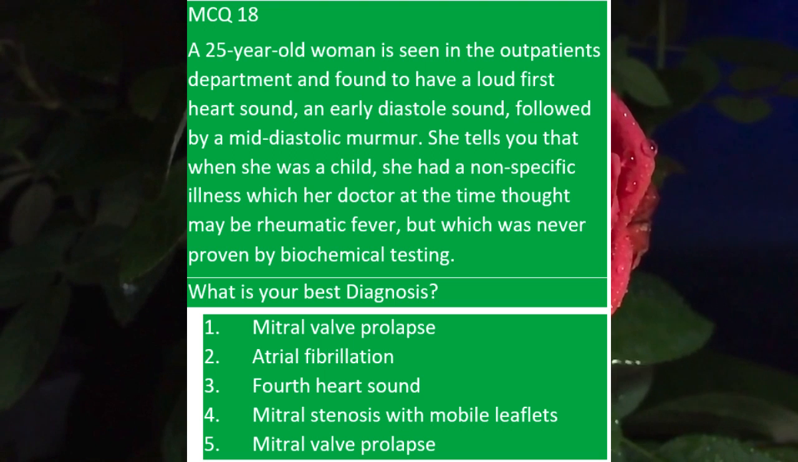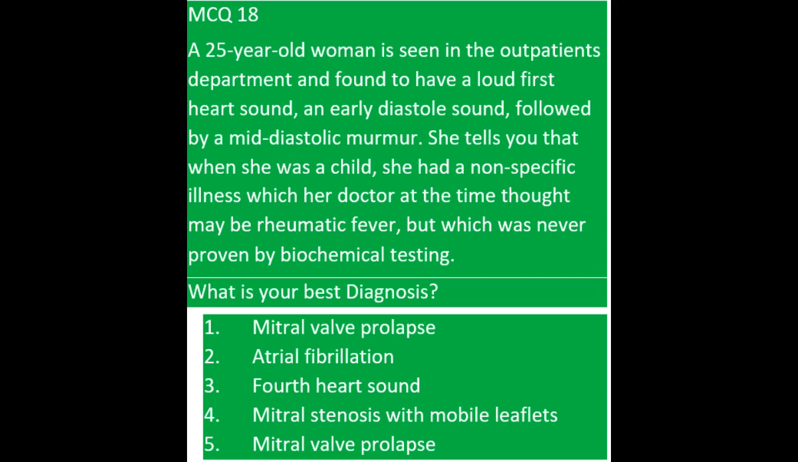MCQ 18. A 25-year-old woman is seen in the outpatients department and found to have a loud first heart sound, an early diastole sound, followed by a mid-diastolic murmur. She tells you that when she was a child, she had a nonspecific illness which her doctor at the time thought may be rheumatic fever, but which was never proven by biochemical testing. What is your best diagnosis?